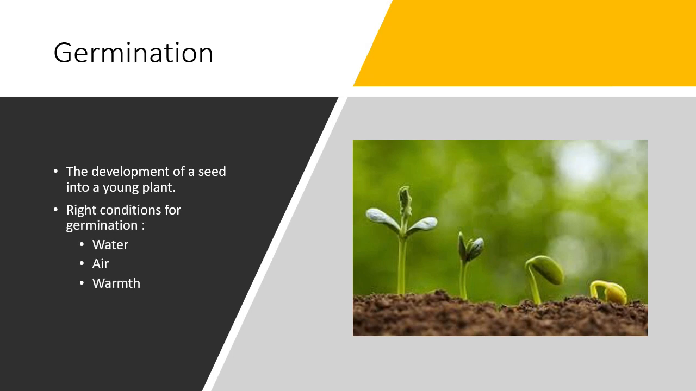But it will not be that easy for the seeds to grow into a young plant because there need to be the right conditions for germination. The seeds need the water, the air, and the warmth. They need these three things to germinate. But for germination, they do not need the light yet.